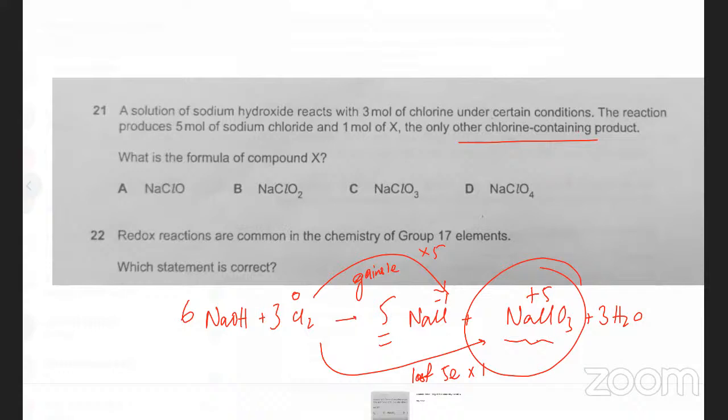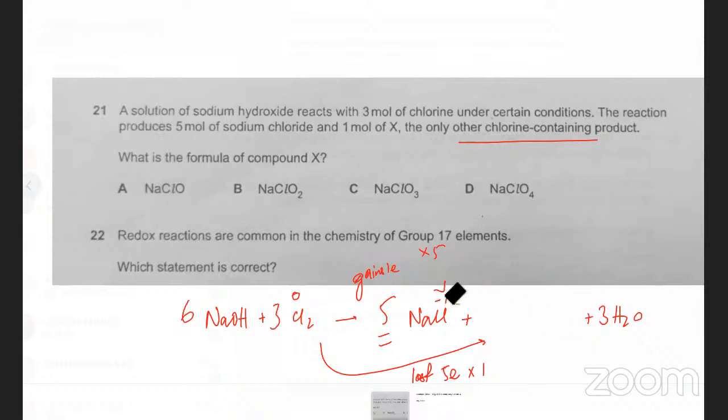That's the first point. I previously told you that with hot NaOH, the balancing is 6 NaOH with 3 Cl2, because it's very hard to actually balance it during the paper. You should preferably remember it. But let's assume that you don't know what the balancing is. Isn't it 3 NaOH and 6 Cl2? No, it needs 6 NaOH and 3 Cl2.